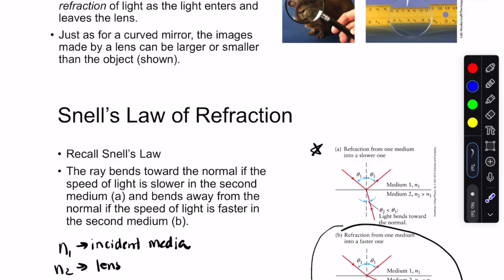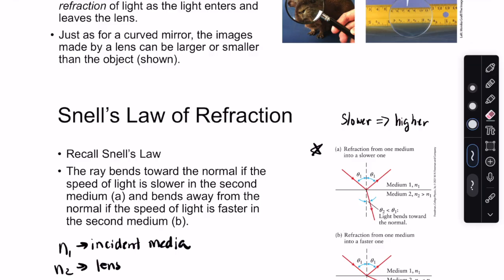Snell's law. When light enters one medium and goes into a slower medium, right? And a slower medium means a higher index of refraction. So when we go from a low index of refraction to a high index of refraction, the light slows down and it bends toward the normal.